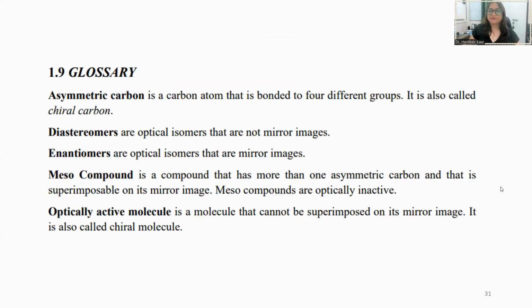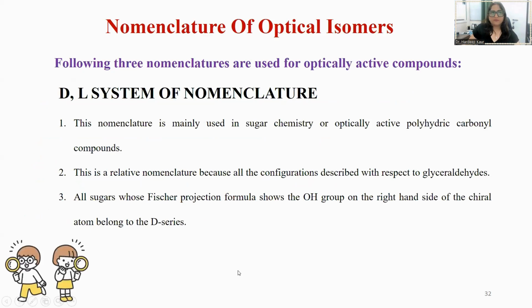So what we have learned: asymmetric carbon, diastereomers, enantiomers, meso compounds and optically active molecules. We have seen this. I hope you all have understood this. The DL system we have already done, with the dextrorotatory and levorotatory. So thank you guys.